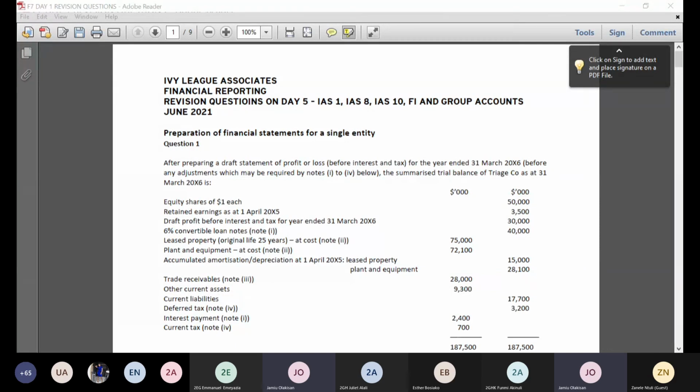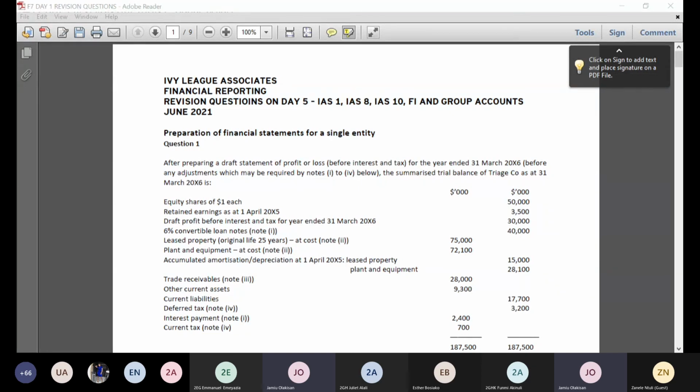That only applies when you are changing from cost model to revaluation model under IAS 16, property, plant, and equipment, and under IAS 38, intangible assets. This exception does not apply to investment property under IAS 40. You know why it does not apply to investment property under IAS 40? If this were investment property, if you are changing from cost model to fair value model, IAS 8 applies. You must apply that retrospectively.